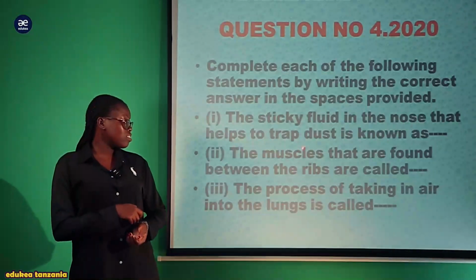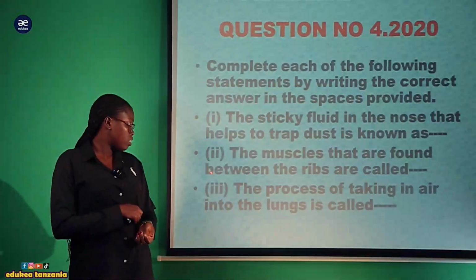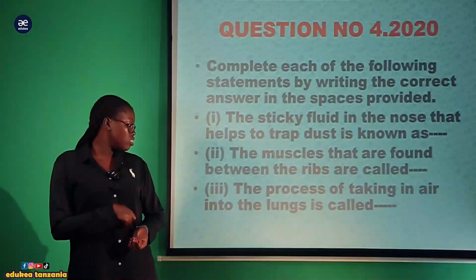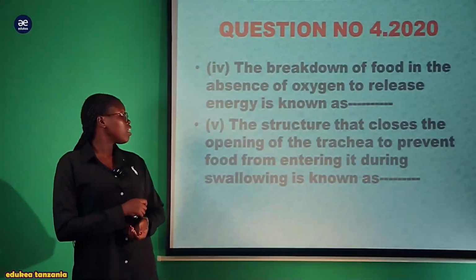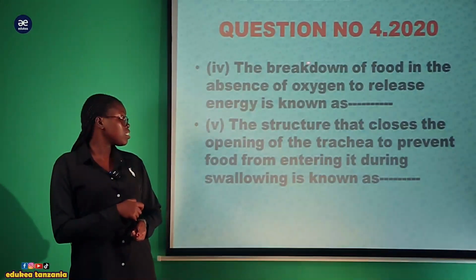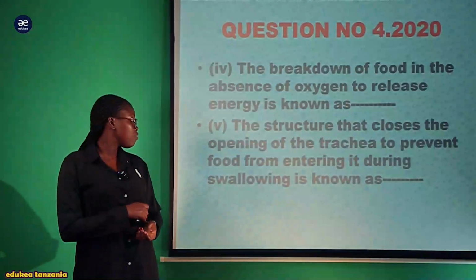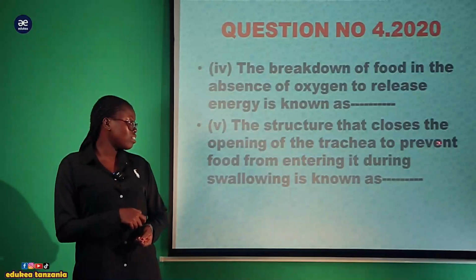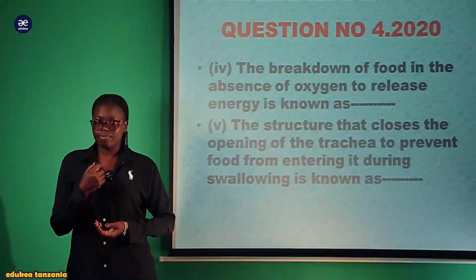Second, the muscles that are found between the ribs are called dash. Roman 3, the process of taking in air into the lungs is called dash. Roman 4, the breaking down of food in the absence of oxygen to release energy is known as dash. And Roman 5, the structure that closes the opening of the trachea to prevent food from entering it during swallowing is known as dash.